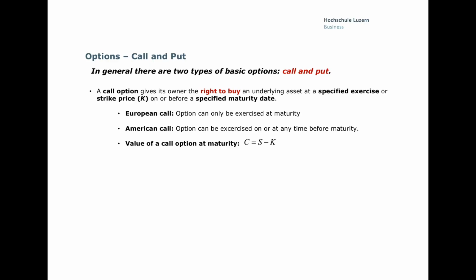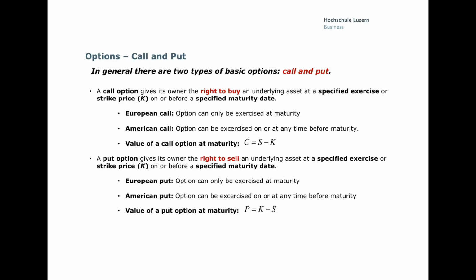Moreover, we can also make a distinction with respect to the point in time when the option can be exercised. For example, a European call option can only be exercised at maturity, while an American call option can be exercised on or at any time before maturity. However, in this context, it is important to understand that the labeling European and American only refers to the time of exercising the option and has no geographical implication. Finally, the value of a call option at maturity is simply the difference between the price of the stock at maturity and the corresponding exercise price.